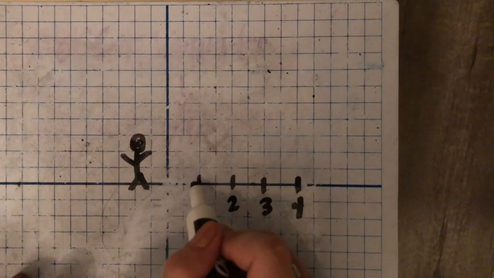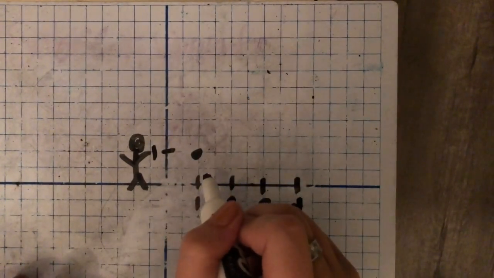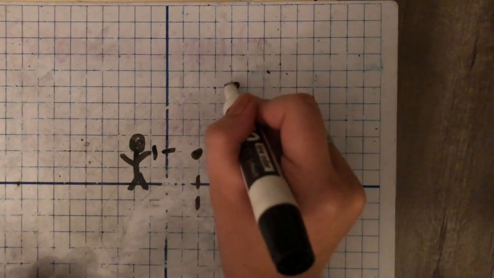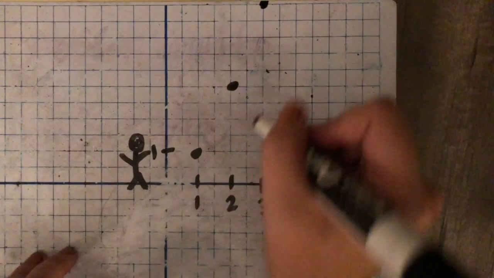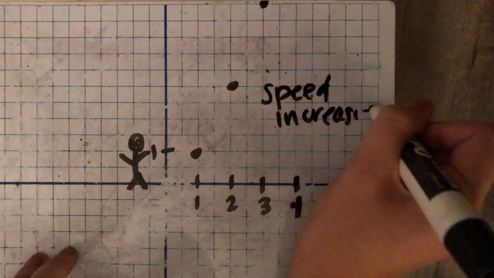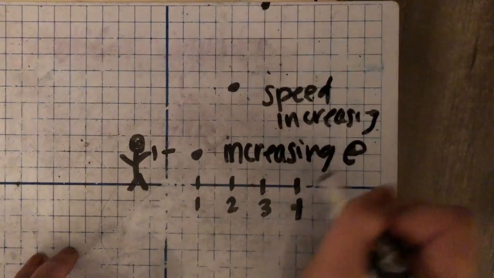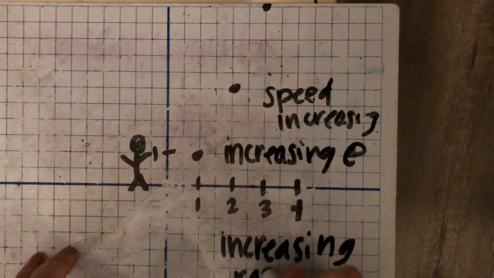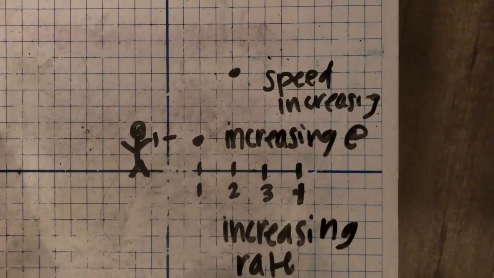So maybe after 1 second, he has run 1 foot. But then he's gonna start picking up speed. So then maybe after 2 seconds, he ran 2 more feet. So he's up here. And then after 3 seconds, he's even faster. So his speed is increasing. He is increasing at an increasing rate. He was already increasing, but he's doing it faster and faster and faster. He's gaining speed as he goes.